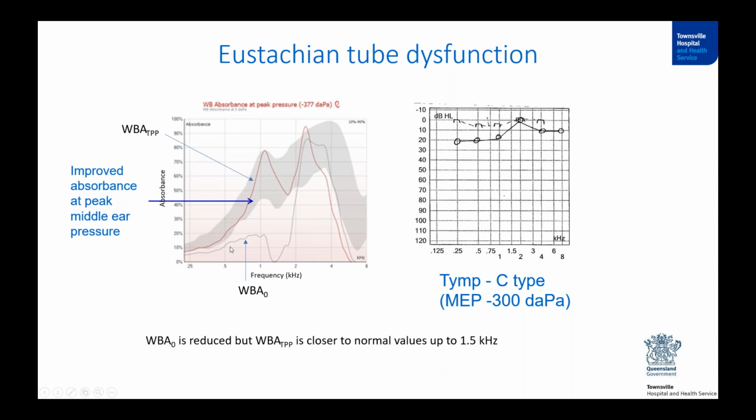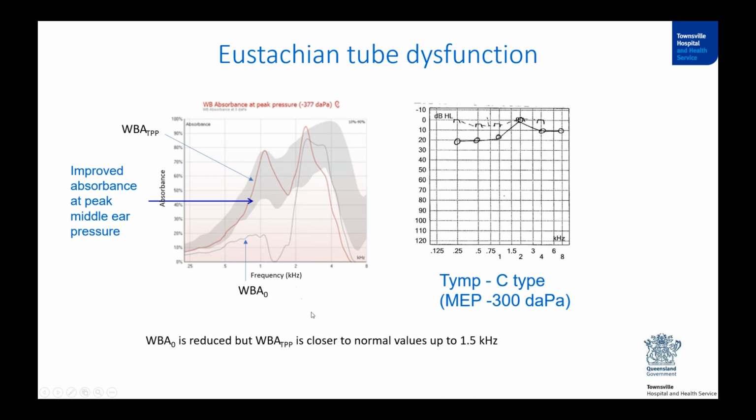When you do ambient absorbance measurement, the absorbance is highly reduced below 1.5 kilohertz and then improves after 1.5 kilohertz. And when you pressurize the canal, so when you bring it to middle ear pressure and then measure at the middle ear pressure, you see that the absorbance has improved there.